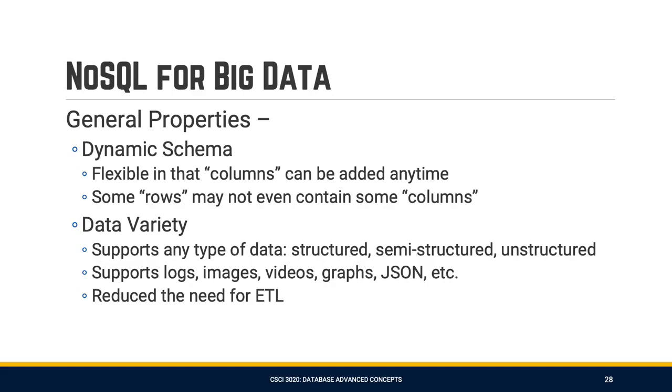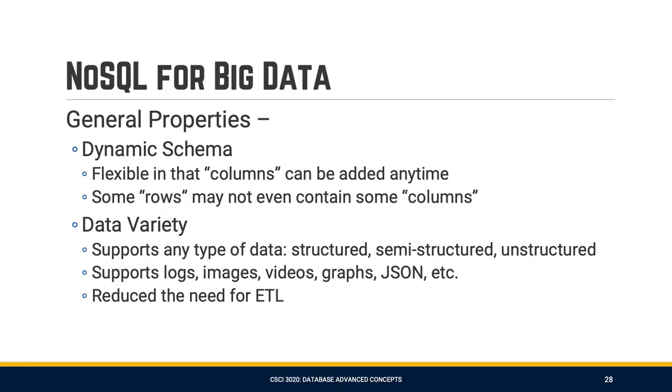First, the schemas are dynamic. This means that columns, for example, can be added at any time, and some of the rows may not even contain some of the columns. And again, I'm using rows and columns here because that's what we're used to studying in a relational model where you have tables. But this is the idea of fields that can be added and removed without affecting the other records that are in the system.